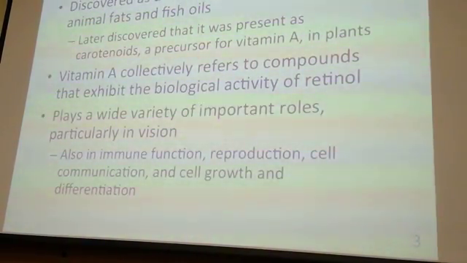And vitamin A plays a wide variety of roles in the body, particularly in vision, and this is where we'll focus our attention, but it also plays important roles in immune function and reproduction, cell communication, and cell growth and differentiation.